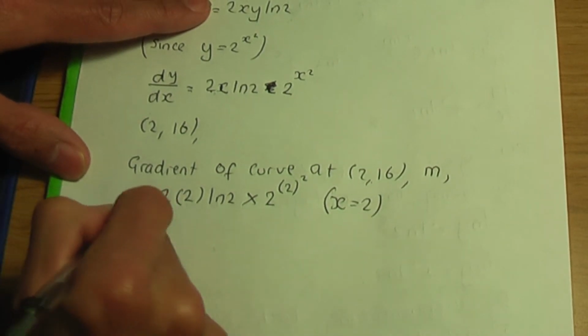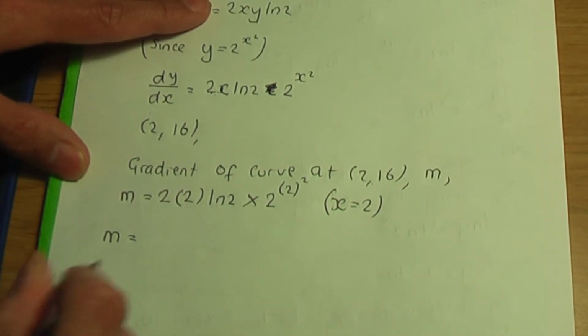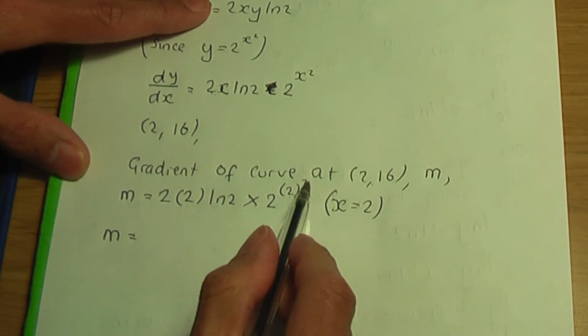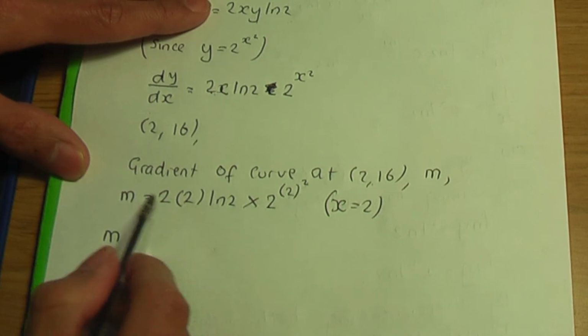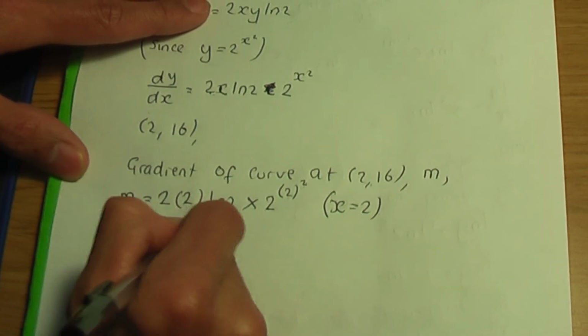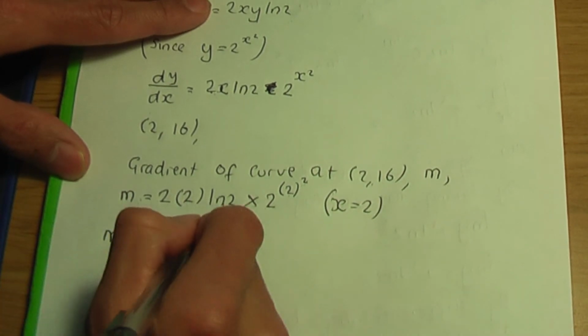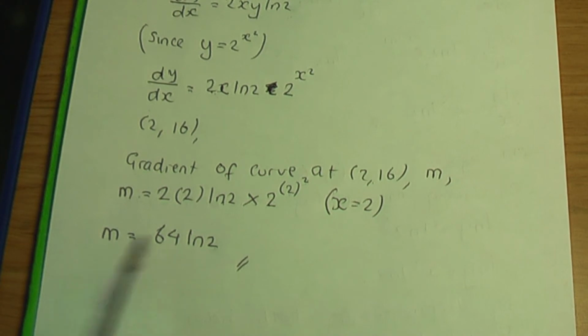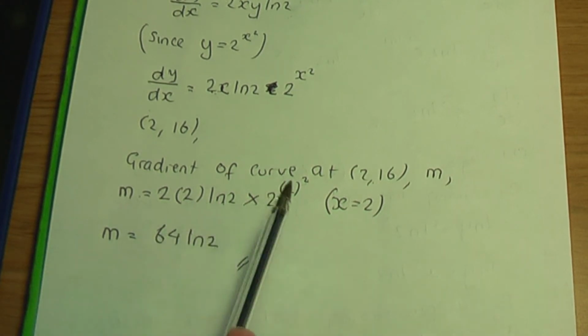And if we simplify that, m is going to be, now 2 to the power 2 squared, so that's 2 to the power 4, which is 16, times 2 times another 2, so that's going to give us 64. And we don't forget the ln 2, so it's 64 ln 2. This should be the solution for the gradient of this curve at the point 2, 16.